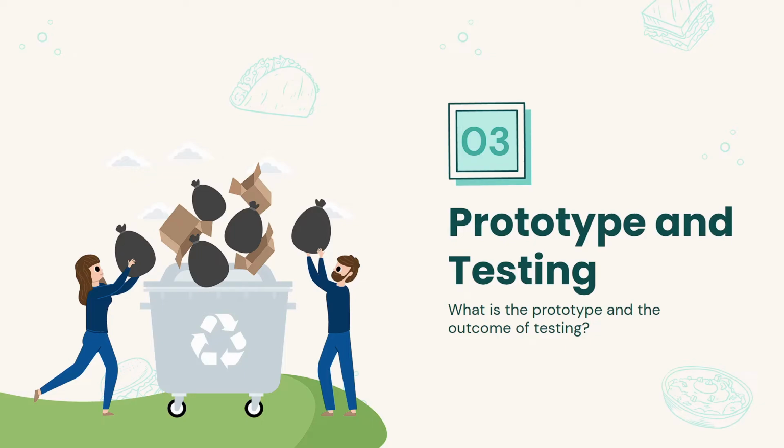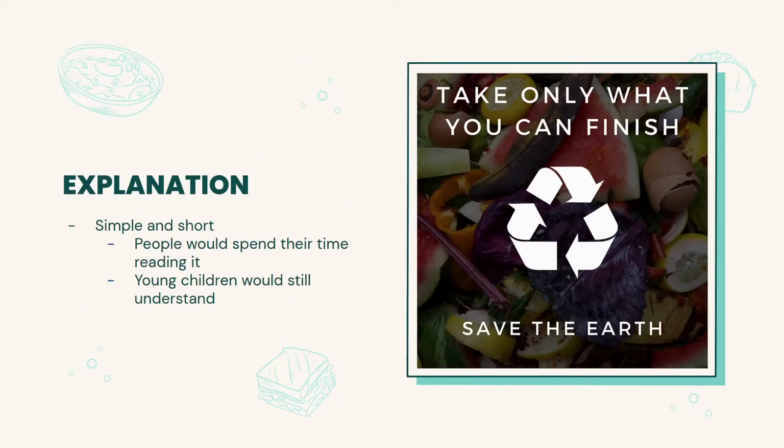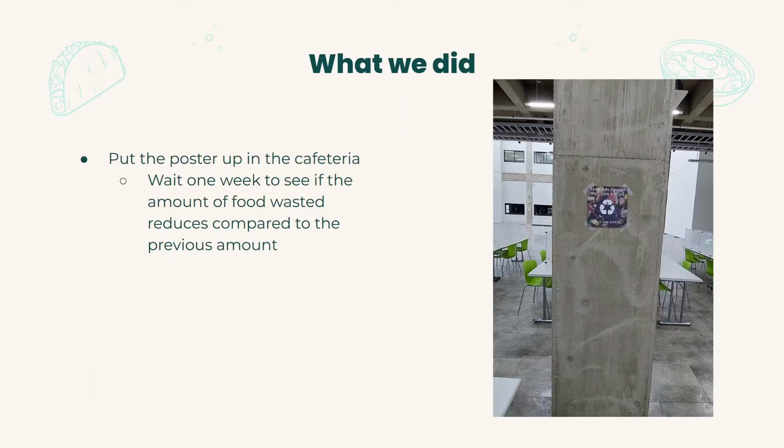Okay, this is the prototype and testing, where we talk about what the prototype is and the outcome. This is our poster, and it's simple and short, so people would spend their time reading it, and it's for people of different ages, so children can understand. This is what we did: we put the poster out in the cafeteria where everyone will see it, and we waited 1 week to see if the amount of food wasted was reduced compared to the previous amount.